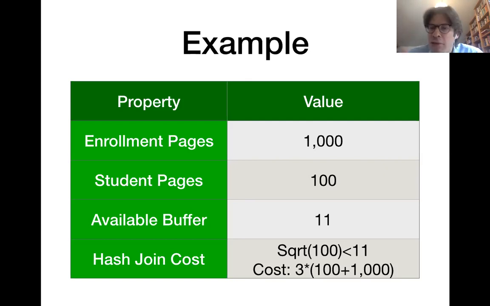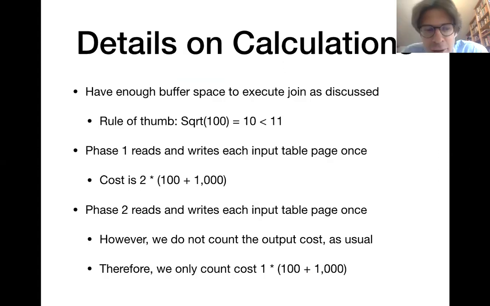And then the cost of this join is simply 3 times the size of both inputs combined. In the first phase of the join, I'm reading everything once and writing everything once. In the second phase of the join, I'm just reading everything once. Even if I would write out something, I wouldn't count that cost because it's the final join result. You see the calculations in a little bit more detail, but we're just applying the formulas that we have seen on the previous slides.